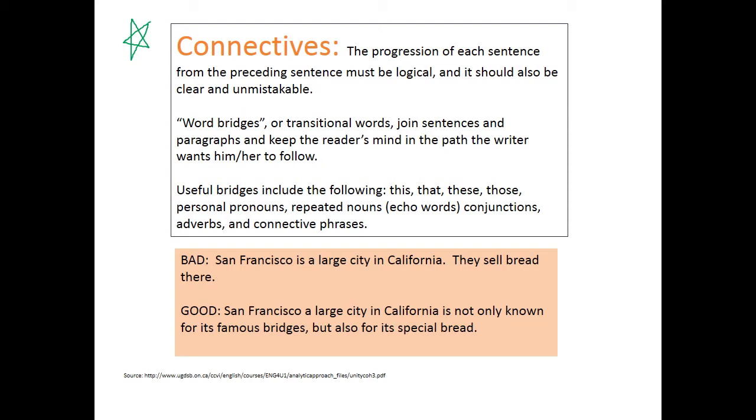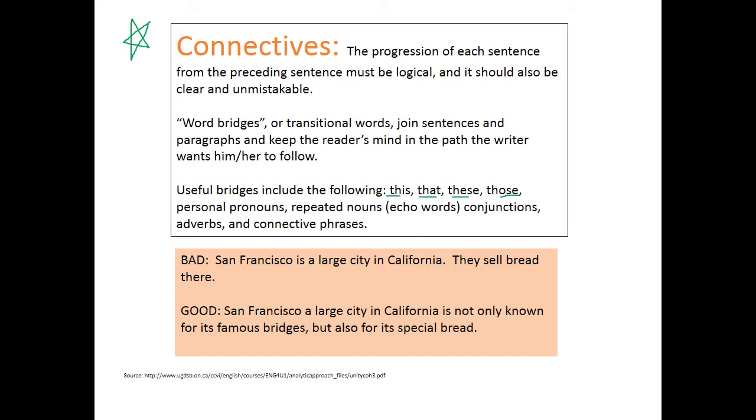Useful bridges include the following: this, that, these, those, personal pronouns, repeated nouns, conjunctions, adverbs, and connective phrases. You need to keep in mind that the reader is not in your mind while you're writing your essay or your paragraph. So you have to be extra lucid in your writing so that you can create bridges for the reader to you, the writer, and connectives are really how you're going to be able to do this from sentence to sentence, thought to thought, word to word.